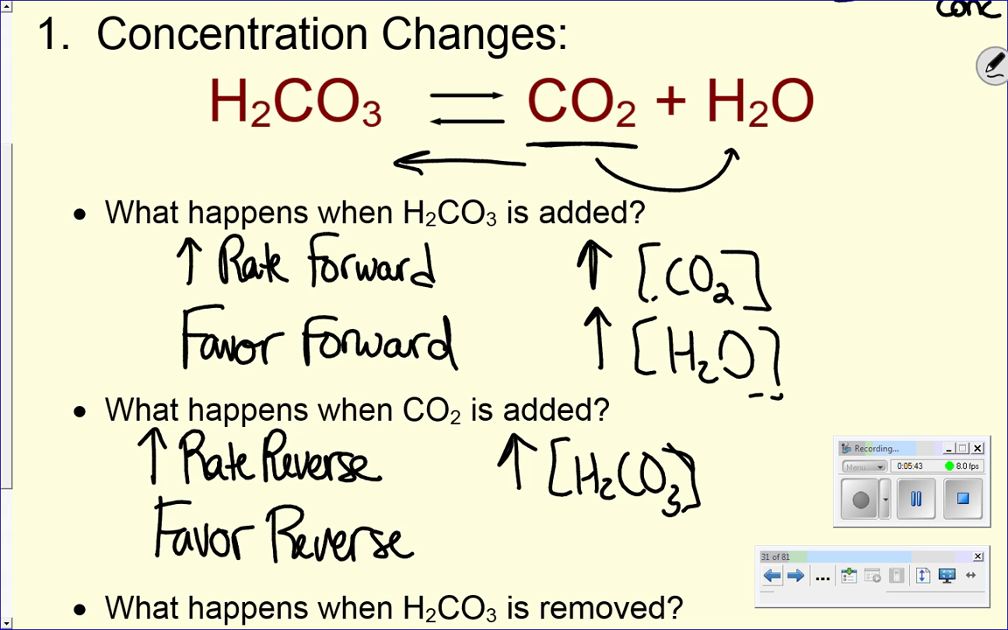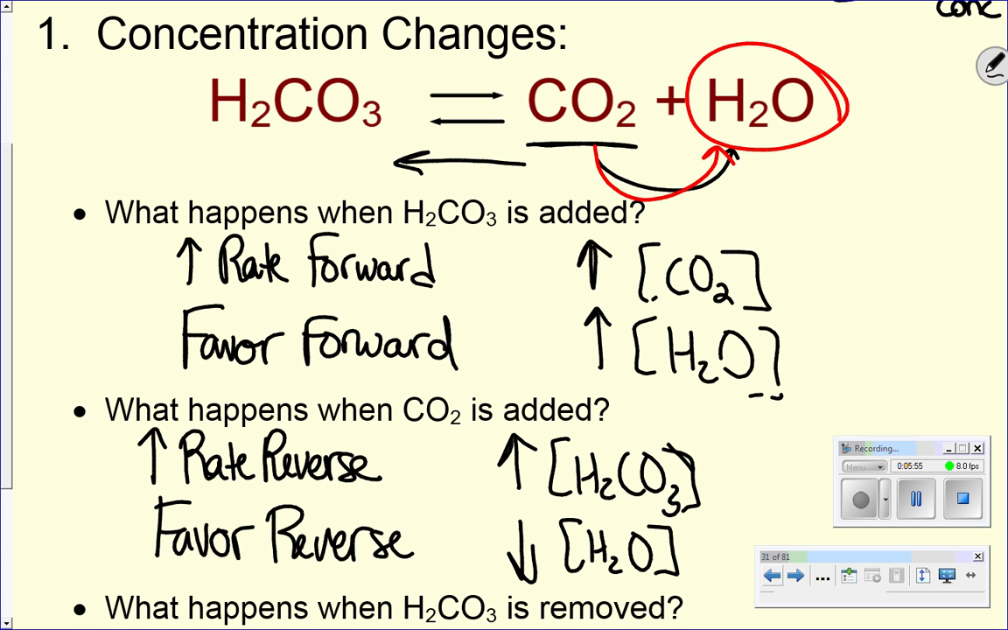Now, because I did not change how much H2O I'm putting in there, the CO2 is going to react with H2O, and it actually can begin to use that H2O up. So I'm actually going to have a decrease here in my concentration of H2O.